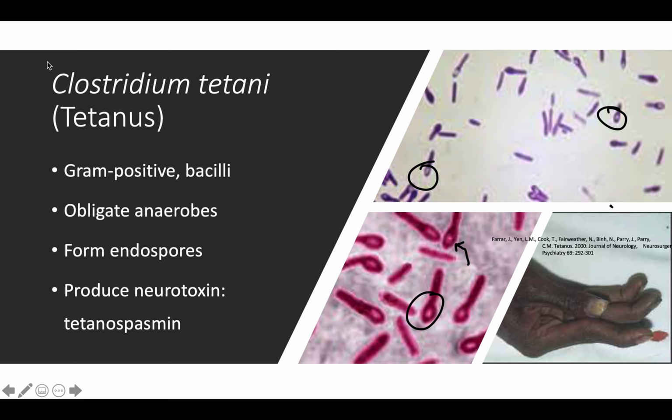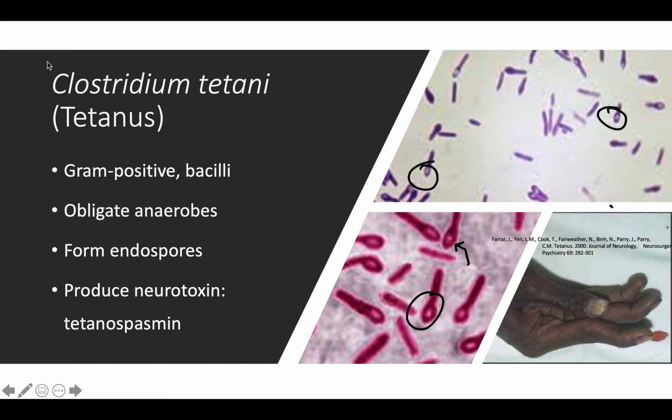There are different kinds of endospores: central, subterminal, and terminal endospores. Clostridium tetani have terminal endospores, which is what's shown at the end. Like I said, it looks like a drumstick. They are known as obligate anaerobic bacteria. In simple terms, this just means that the bacteria cannot grow in the presence of oxygen.